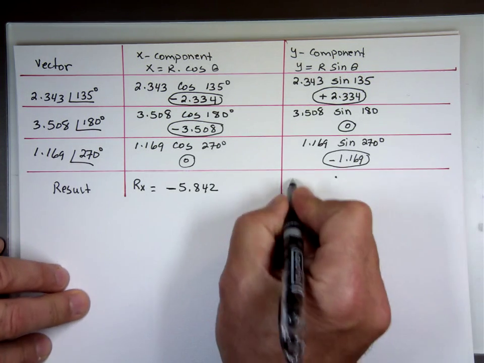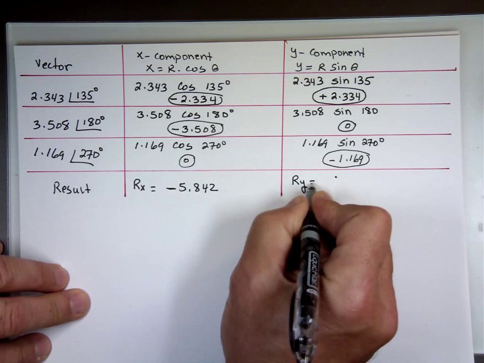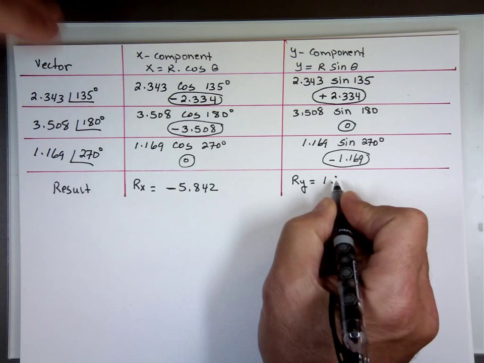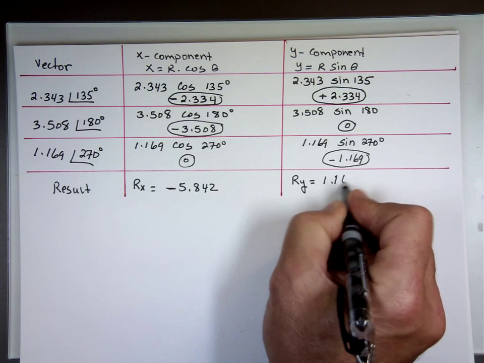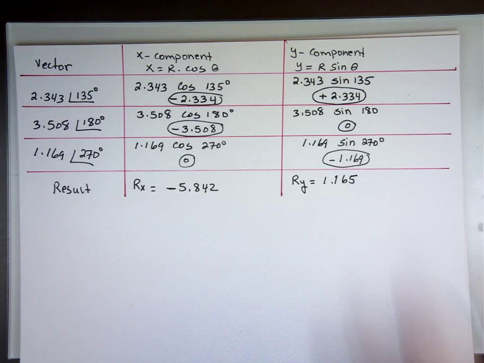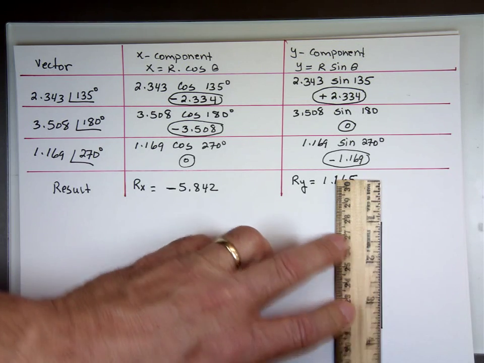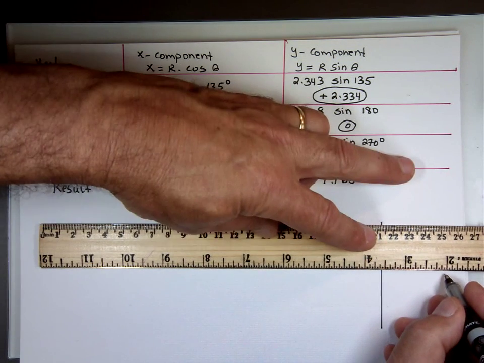R sub y, what is r sub y? It's 2.334 minus 1.169. It's positive 1.165. So if you graph that, you know which quadrant you are in now. It looks like quadrant 2. Why? Because x is negative, y is positive.